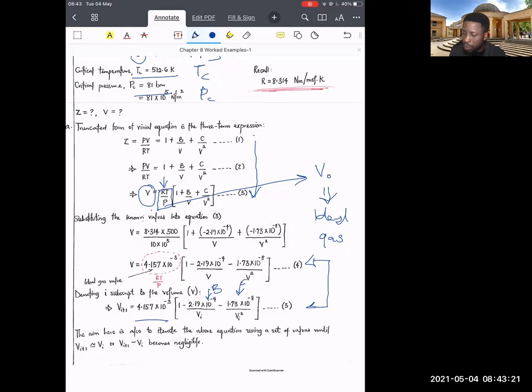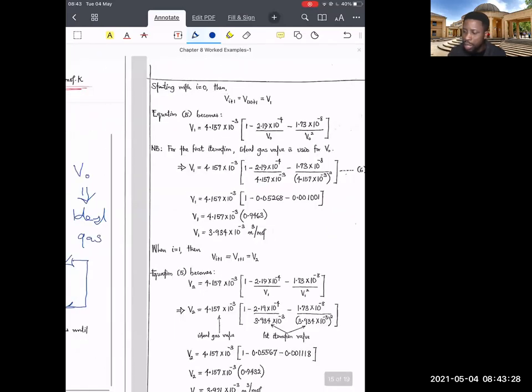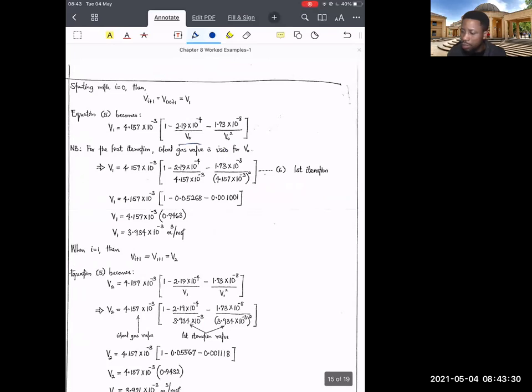And so we start with the first iteration. Remember, for the first iteration, we substitute V naught there. We put V naught there. So V naught is the V value for ideal gas. So we've plugged in those, and then the first value we've got is V1. If you look at the value of V1, which is 3.934, and compare it to V naught, you see that it is not equal. I mean, they are not equal rather. So your V naught and V1 are not equal.